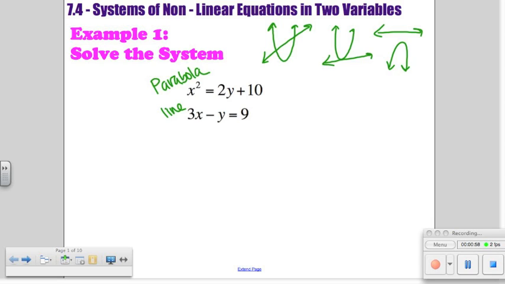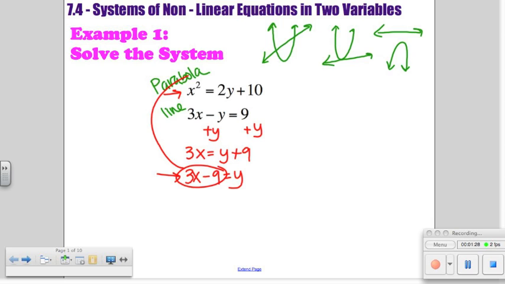Now, really quickly, when I look at this second equation, I think it's pretty easy to solve for y. If I add a y to both sides and subtract a 9, I get 3x minus 9 equals y. Now, there's my bottom equation, and if I look at the top, it looks like now I can use a little bit of substitution. I'm going to take 3x minus 9 and substitute it in place of the y.